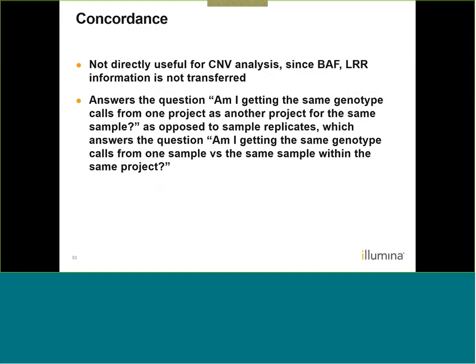Now, the concordance tool is not useful for CNV analysis because it only transfers genotype calls. It does not import statistics such as B allele frequency, log-R ratio. Those are not imported when you import sample genotype calls for concordance analysis. It answers the question, am I getting the same genotype calls from one project as another project for the same sample, as opposed to sample replicates, which answers the question, am I getting the same genotype calls and B allele frequency log-R ratio from one sample versus the same sample within the same project using the same type of chip?